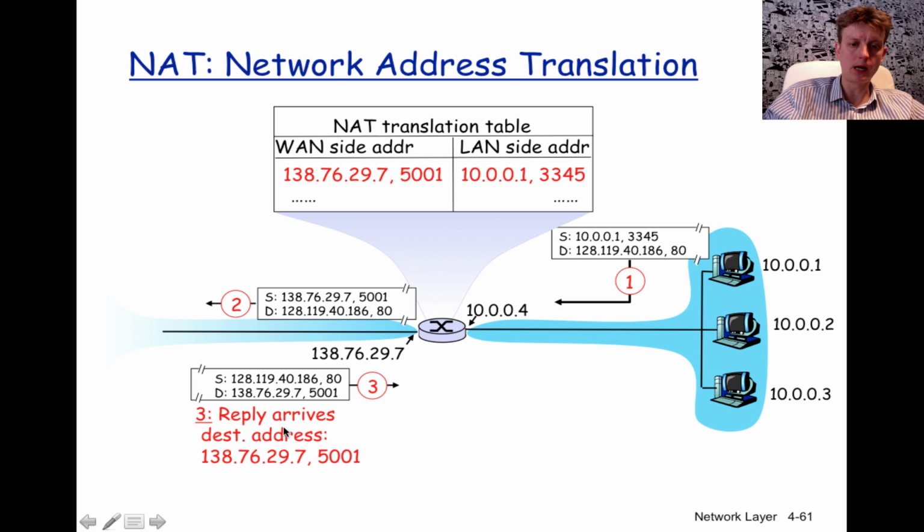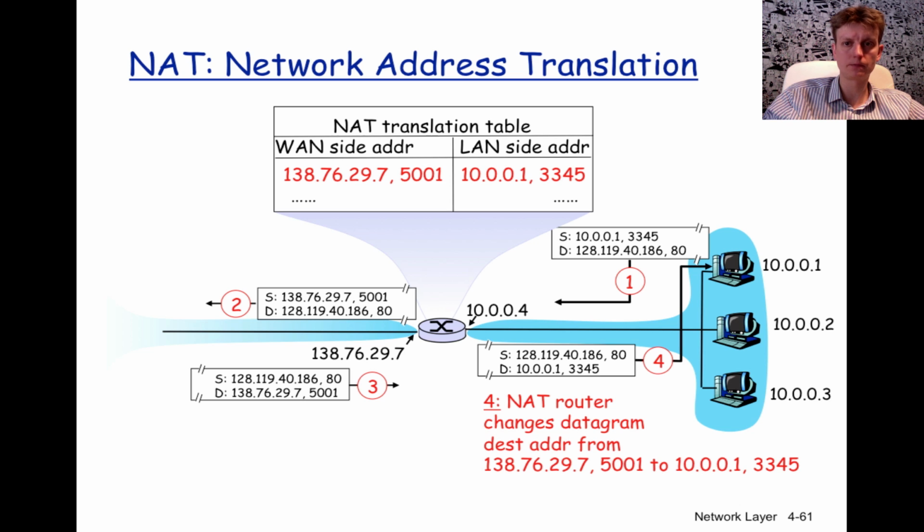When a reply arrives from our destination host, 128.119.40.186, the router searches for the entry which was recorded for the destination port 5001, and apparently finds this entry here, and it should change the destination address from the public address and this port number to the actual address of the machine that originally sent the datagram and the original port number. That is exactly what happens here.